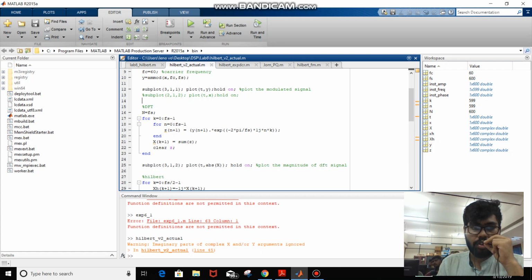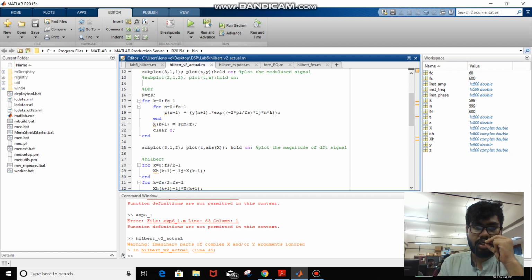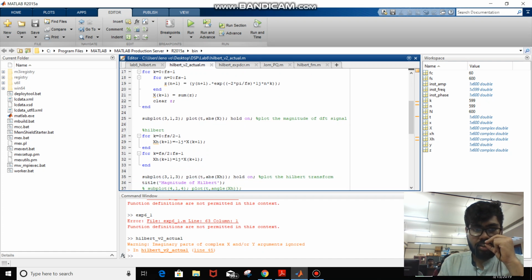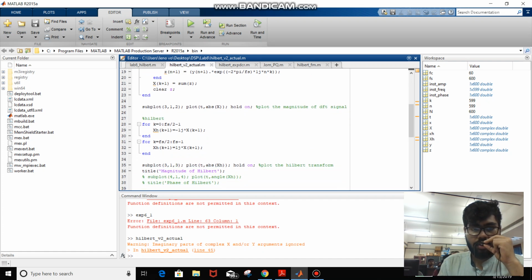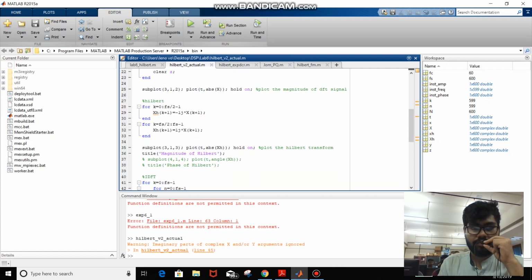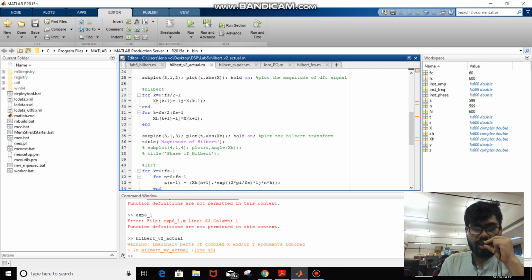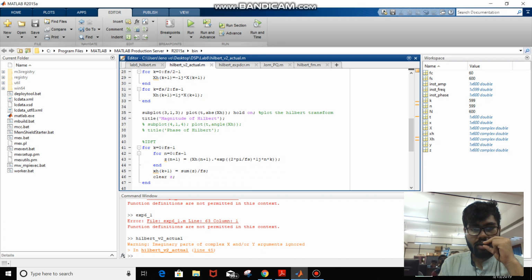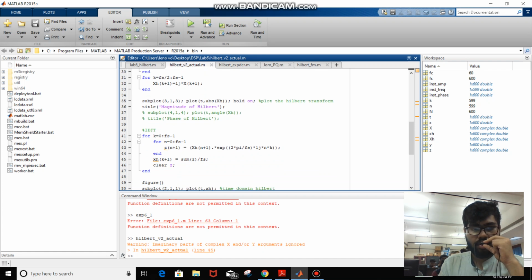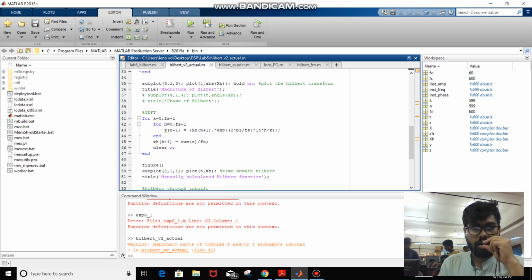So we first compute the DFT coefficients of the signal. Next, in order to find the Hilbert coefficients, we multiply with minus j and plus j respectively. We plot all the signals, and after finding the Hilbert transform in frequency domain, we do inverse Fourier transform to find the Hilbert transform in time domain.